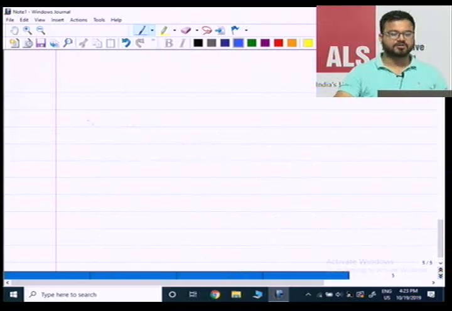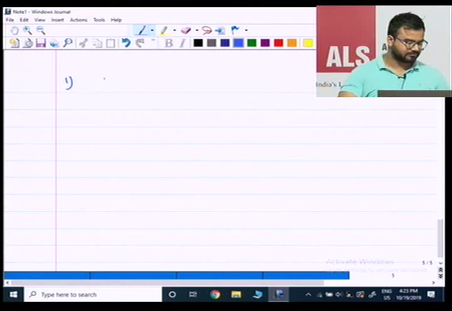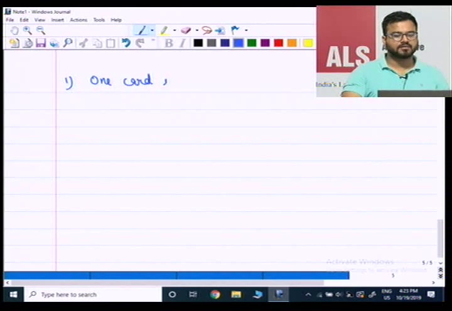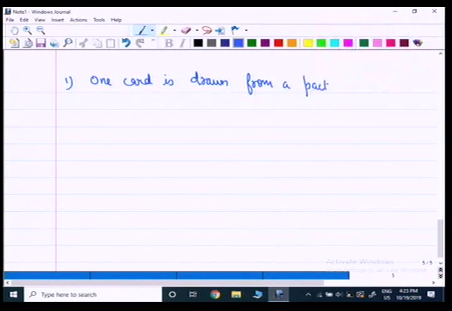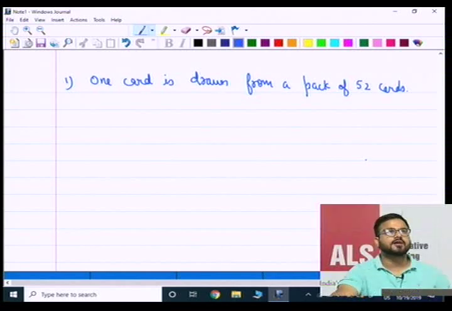So let us start with the question based on the cards. It is written: one card is drawn from a pack of 52 cards. You can see, okay, once more I have to explain. Which one do you want me to explain, that example or the concept behind the cards? Itanagar?